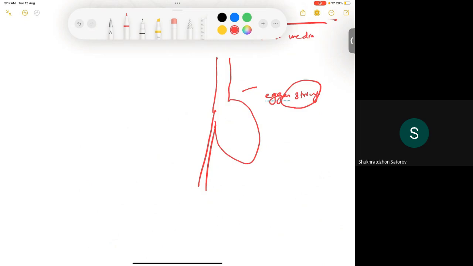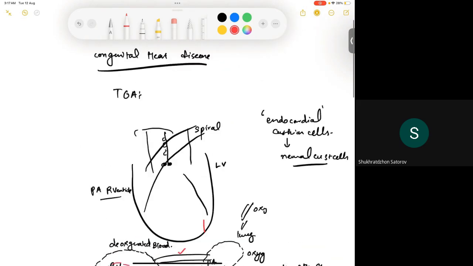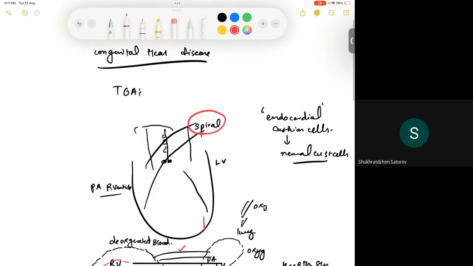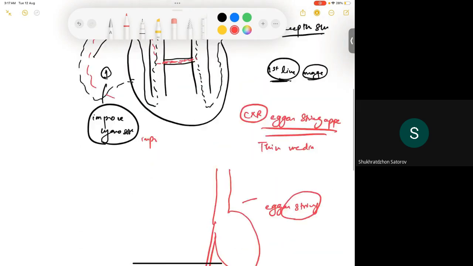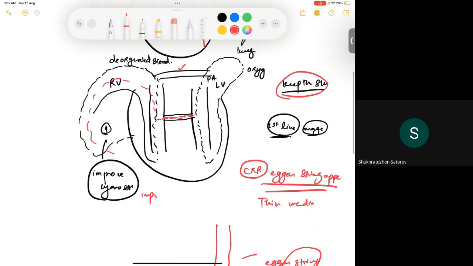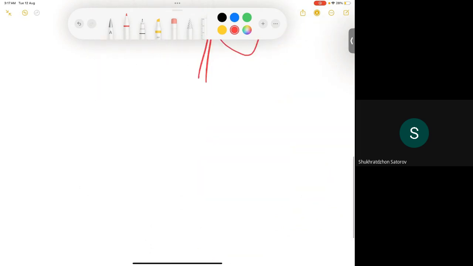Do you guys have any questions? And why is this, what triggers this pathology? That's failure of the aortopulmonary septum to spiral. Okay, so this is also going to be your MCQ. Keeping the shunt open is going to be the first line management of this condition, right?